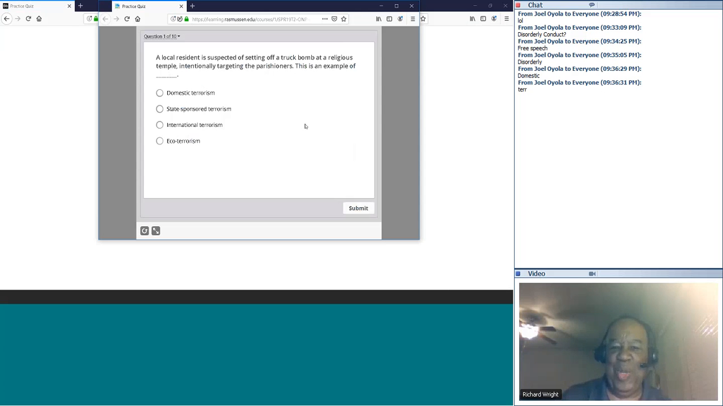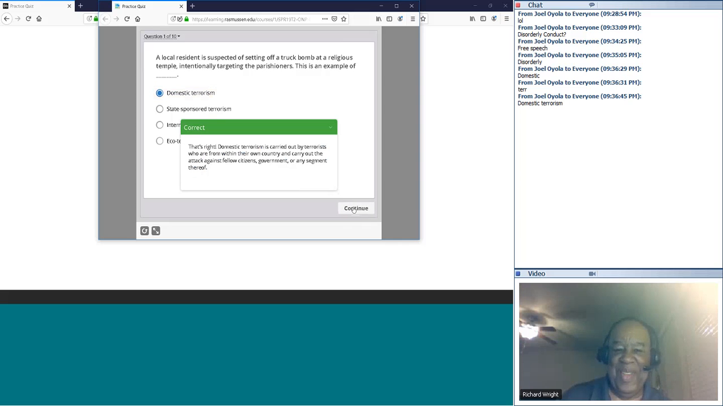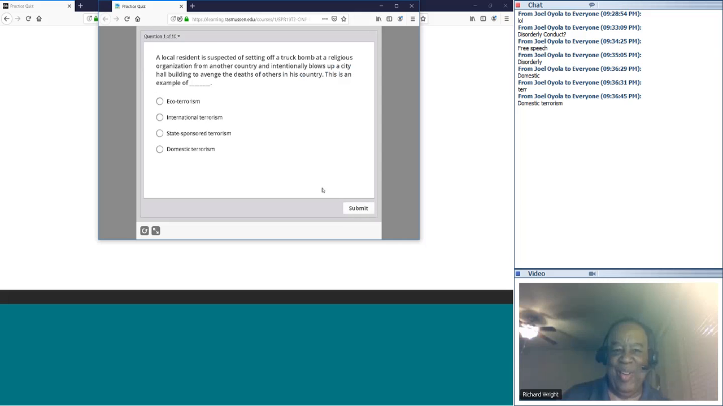Well, oh yeah, we know that. We know that all of them say terrorism, but which one? Okay, and you say domestic. Let's see. You're right. Because it was carried out by terrorists who are from within their own country, because that's why that word local resident was in there. Okay, and that's the clue. So yeah, good point. Let's do one more.